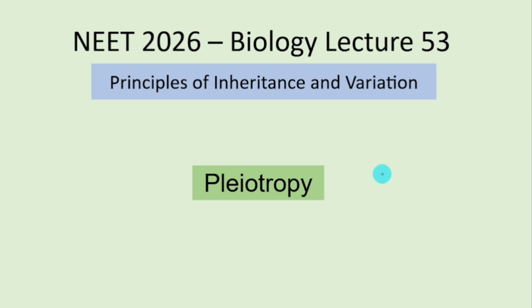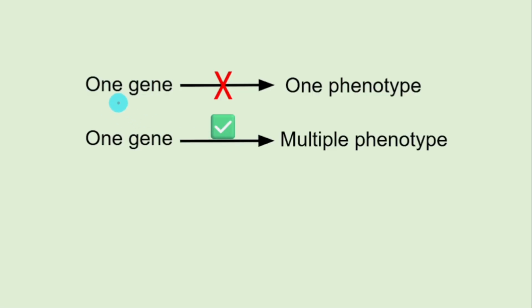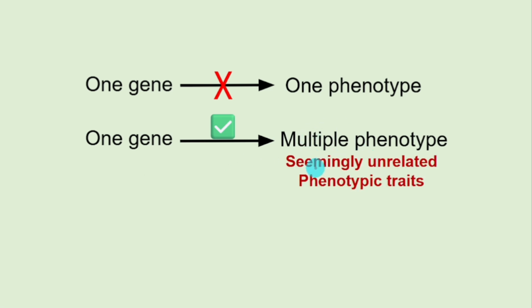This is lecture 53, bio section, and today's title is pleiotropy. So far we have studied one gene affecting one phenotype, and today we will discuss one gene which can affect multiple phenotypes. The main important point is the phenotypes affected are seemingly unrelated.